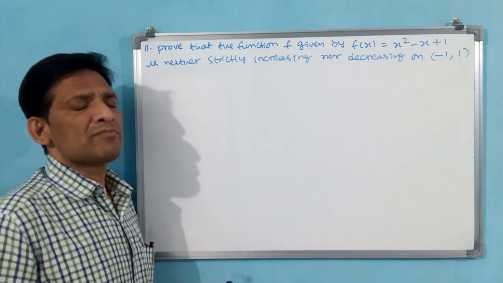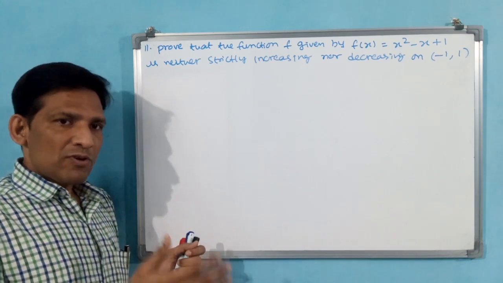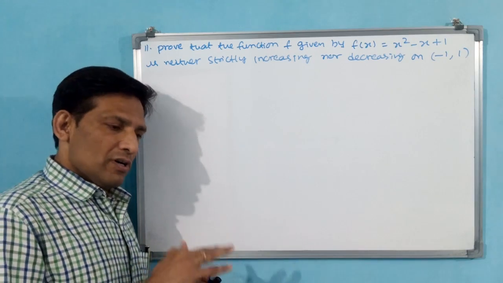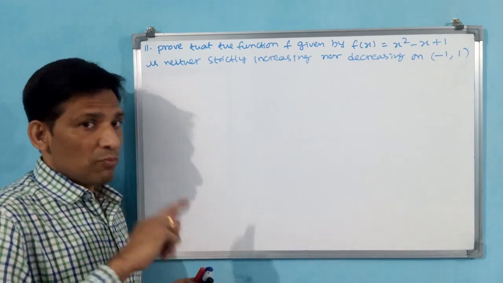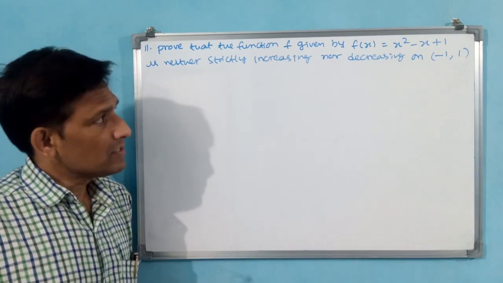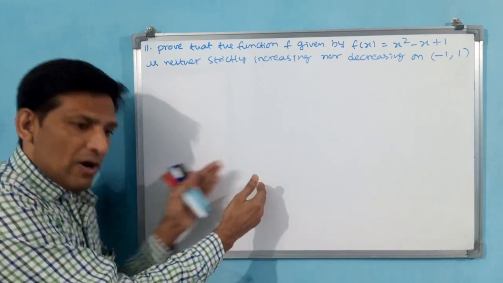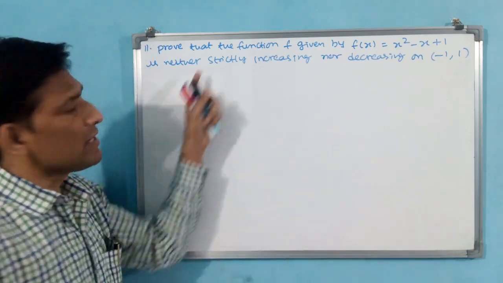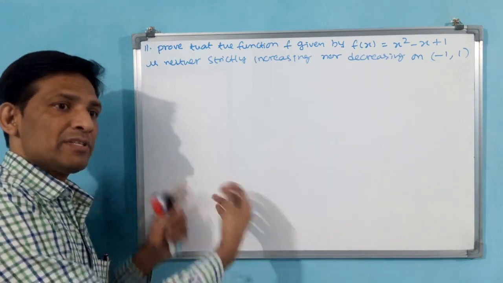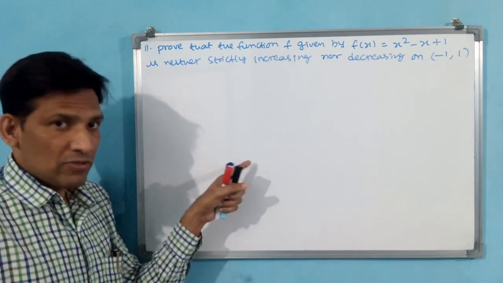Minus 1 to 1 means minus 1 to 0 and 0 to 1 will come. Normally, minus 1 to 0 is increasing and 0 to 1 is decreasing, or minus 1 to 0 is decreasing and 0 to 1 is increasing. If both happen, we automatically write neither increasing nor decreasing. If both minus 1 to 0 and 0 to 1 are increasing, we can write increasing. If both are decreasing, we can write decreasing, even though the open point 0 is there in between.